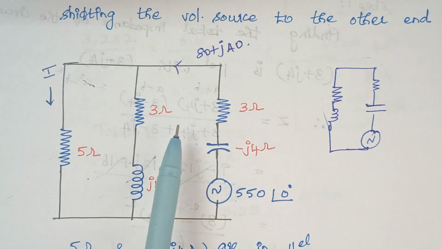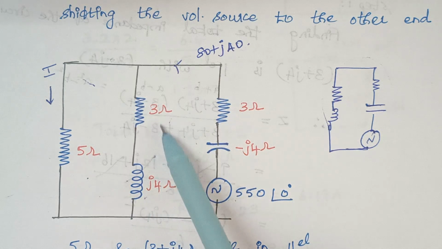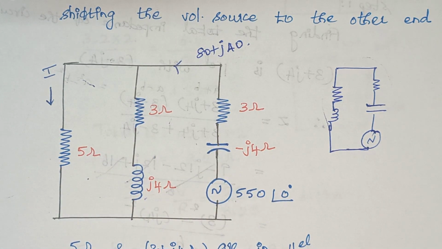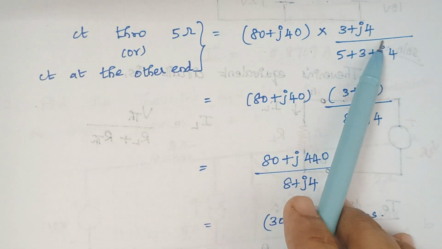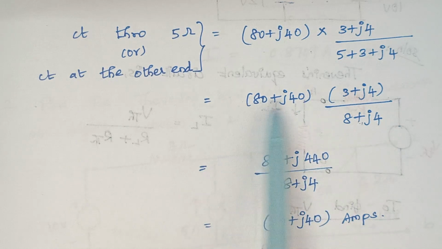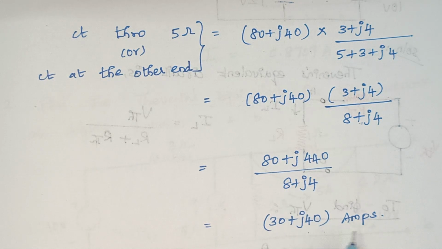So we need to calculate the current that flows through this 5 ohm. So we have to apply the current division rule. So total current into opposite resistance divided by total resistance. Again here just substitute the values. Right. Here you can just multiply using a calculator. Okay, it will be much easier rather than solving manually. So just calculate it, and here finally the answer is 30 plus J40 amps.